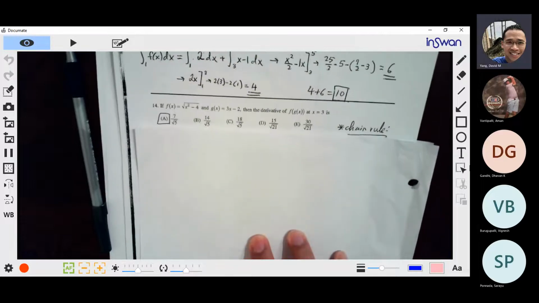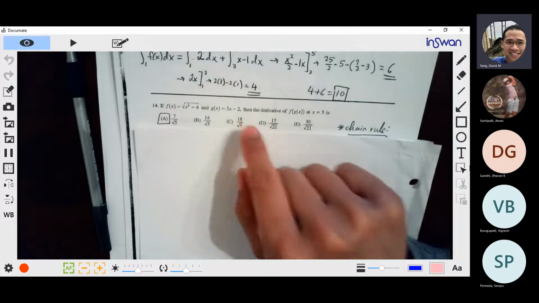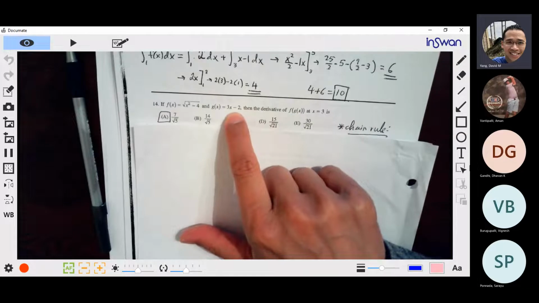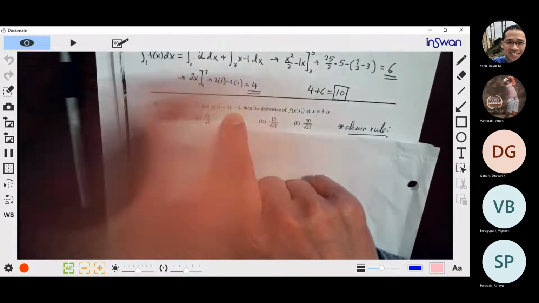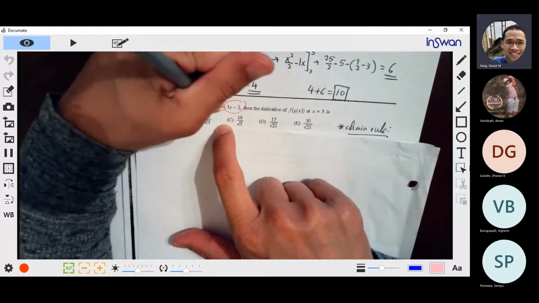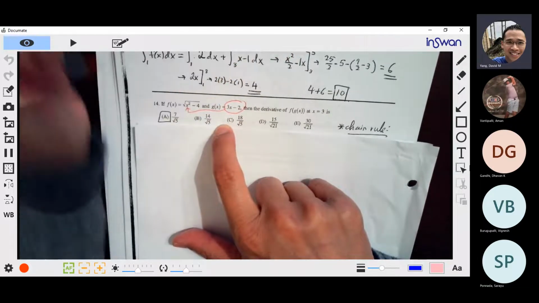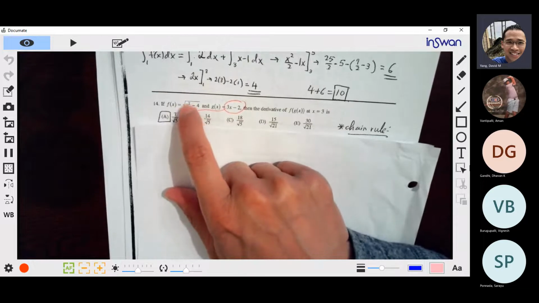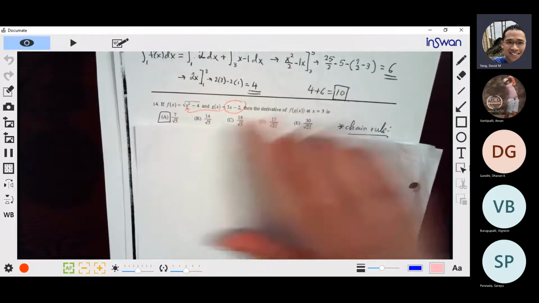Right, number 14. F of x is defined as the square root of x squared minus 4. G of x is 3x minus 2. Find the derivative of f of g of x. So let's build f of g of x first. f of g of x means I'm going to take all of g of x and insert my expression into the x of my f of x. So imagine taking your f of x and replacing that x with that 3x minus 2.